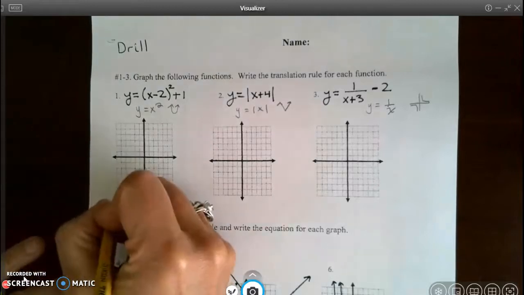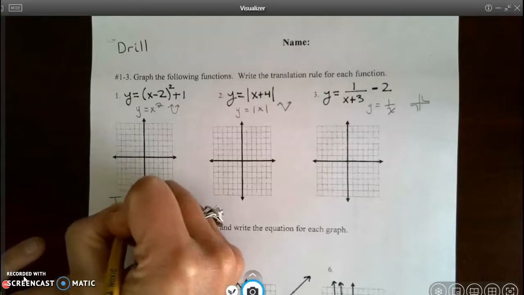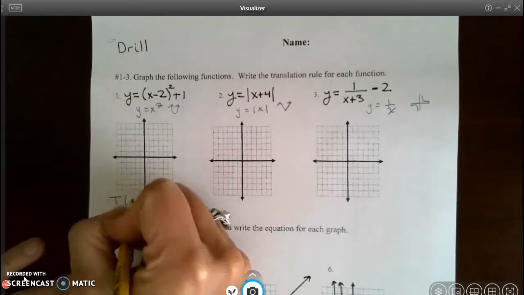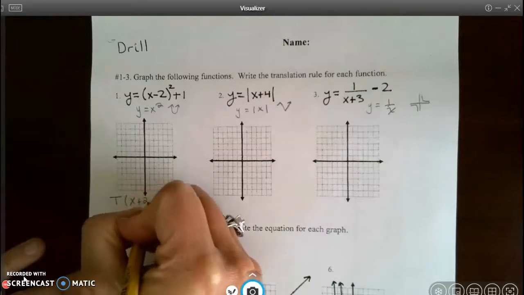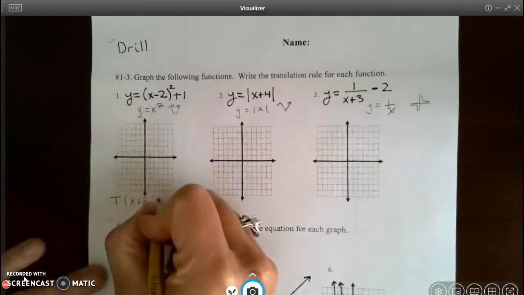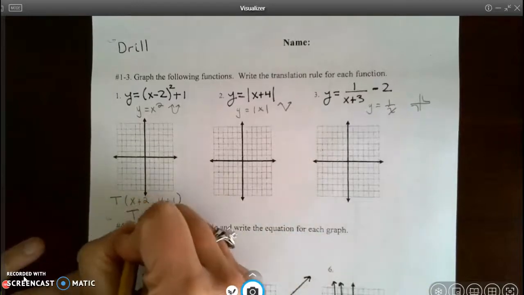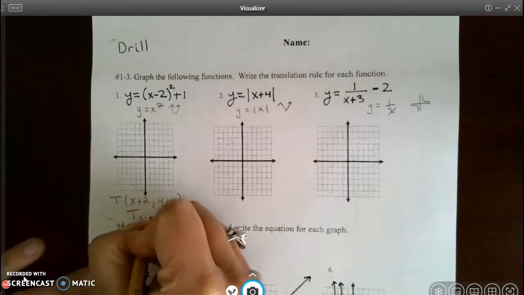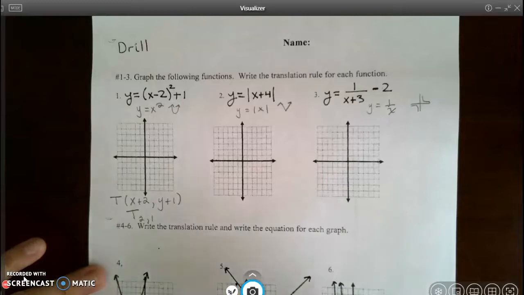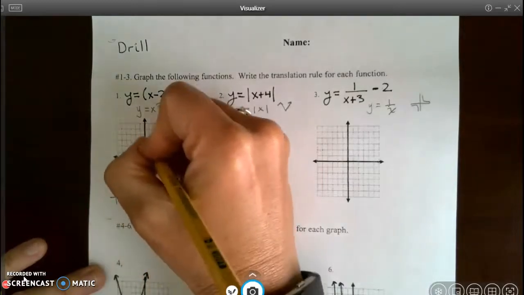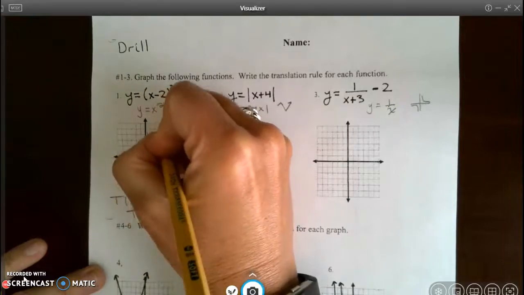So when I go to write the translation rule, I put my capital T, and I look at my x. Now in the equation x lies, so this is actually going to be x plus 2. Y tells the truth, so that is y plus 1. You could also write it in subscript notation. So I'm going to move 2 to the right and 1 up, and then I'm going to draw my quadratic.